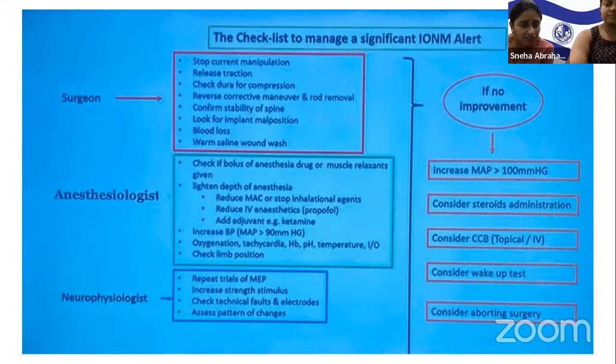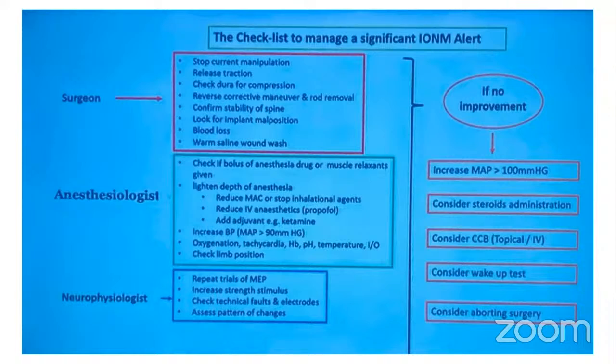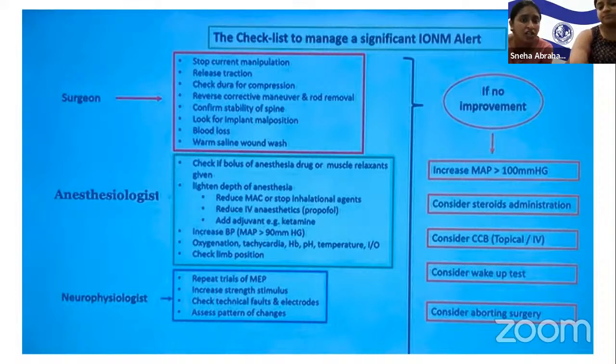We check if there was any bolus of anesthesia drug or muscle relaxants given, and we need to lighten the depth of anesthesia. If you're using a volatile agent, we need to reduce the minimum alveolar concentration, or discontinue the inhalational agents used. We also need to reduce the background IV anesthetic infusion. Otherwise, we can also add an adjuvant like ketamine because it increases the amplitude of the evoked potential.